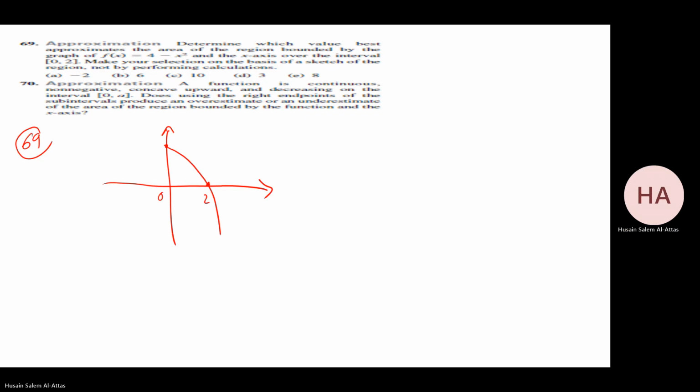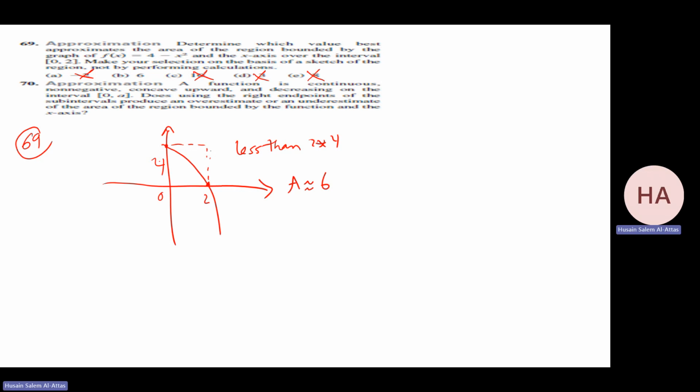Okay. If you notice, this is 4. So my area will be less than 2 times 4. And should be positive. So this will be the best area. Is 6. This is more. This is too small. This is more. And this is negative, cannot happen here. So the best will be 6. I think this will be easy.